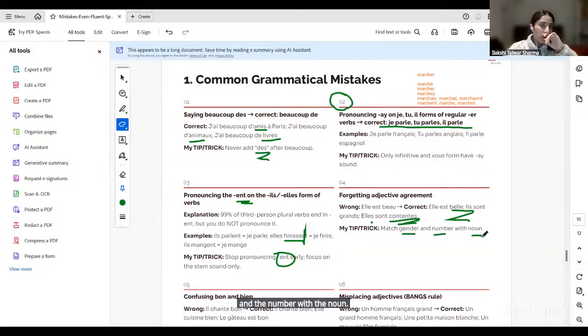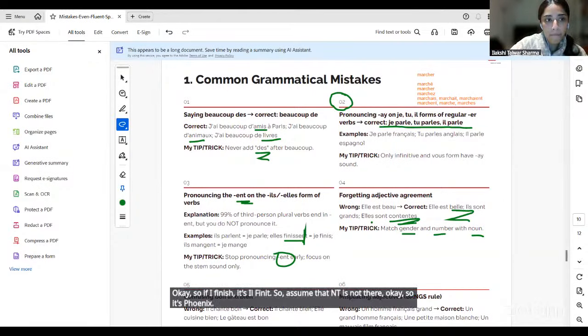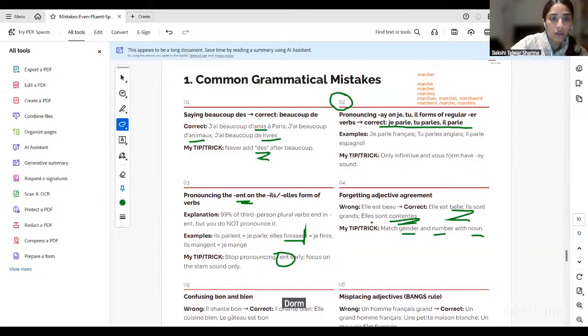A lot of times, okay, how do we pronounce it when I have ils followed by a vowel? Finissent. Okay. So if I have finissent, it's ils finissent. So assume that NT is not there. Okay, so it's finisse. Dormir is dorment. Forget the NT, pronounce dorme. Okay. What other verb, if you want to give me anything? Parlent. Assume the NT is not there, pronounce still E. So parlent, dorment, finissent. Okay, just pronounce it till there.